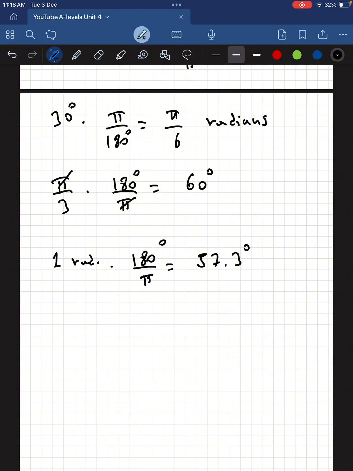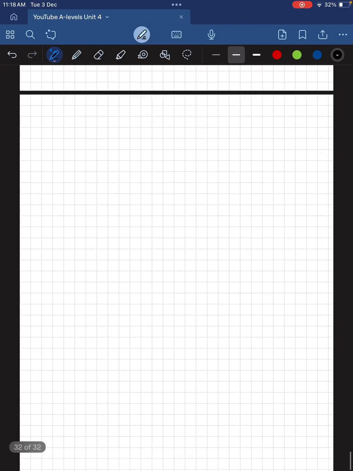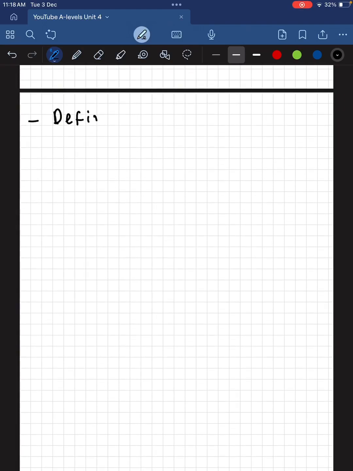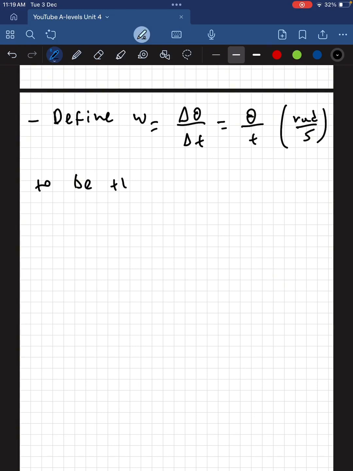Okay, now let's turn a clean page. Now define omega to be the change in angle with respect to time. You can also define it as simply theta, the angle, over time. So this quantity is measured in radians per second and is, so define omega to be theta over t to be the angular velocity, okay? So it tells you how fast an object spins, pretty much.